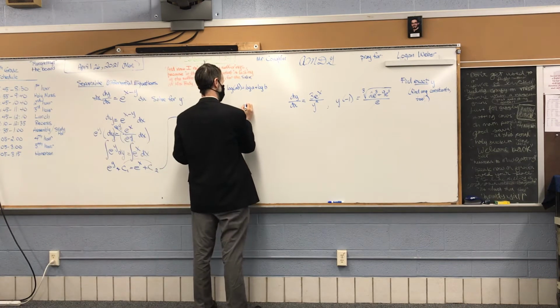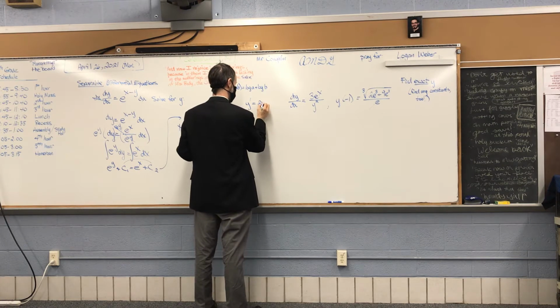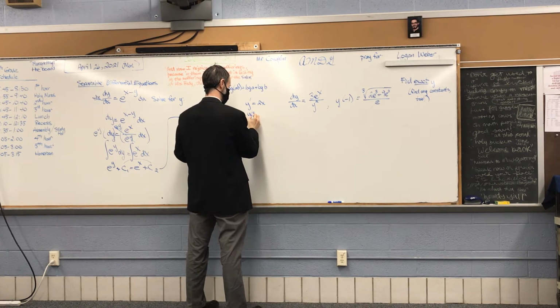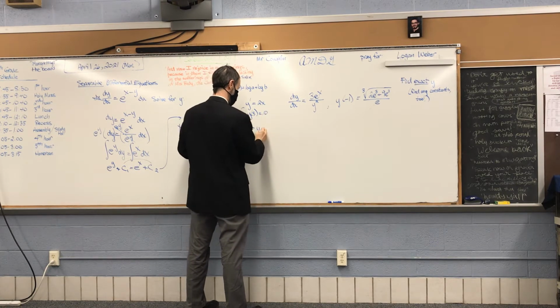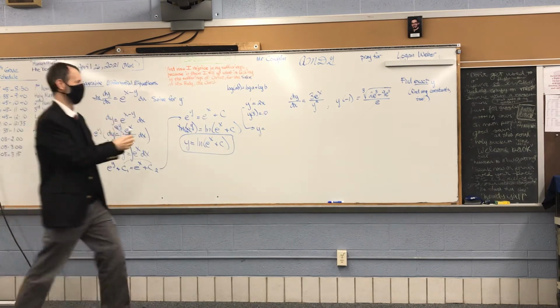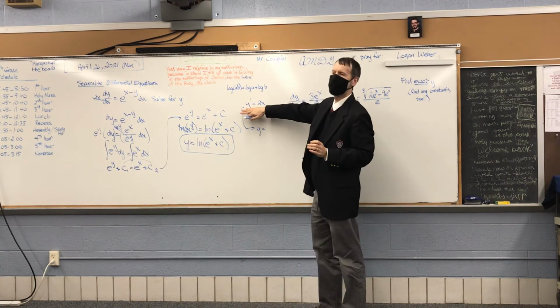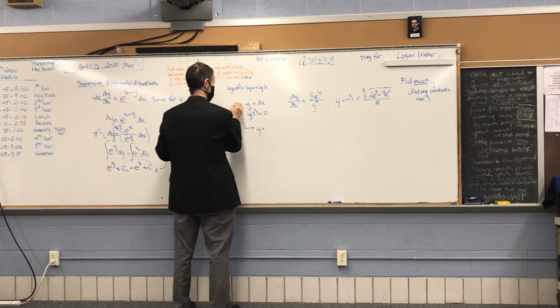If I had y prime is equal to 2x, and then y of 3 is equal to 10, can you find y? Yes. Try it. Ignore this thing. How do you get y? Well, you would take the antiderivative. And y prime is really dy over dx.